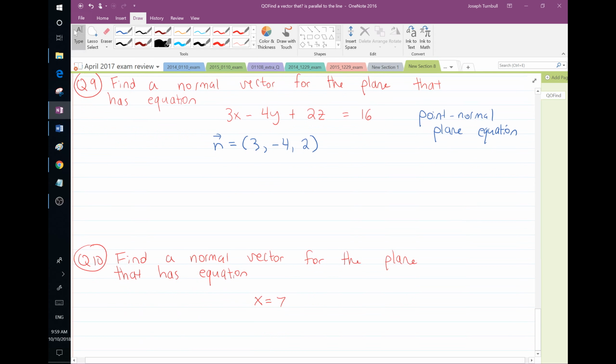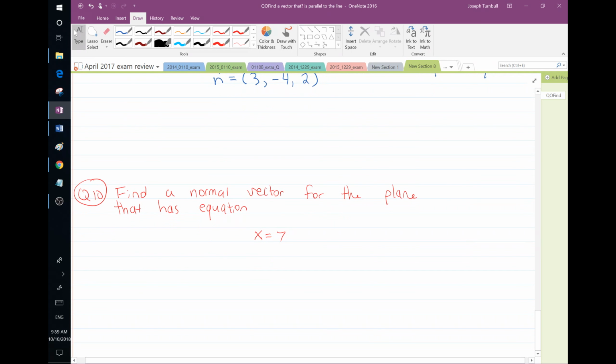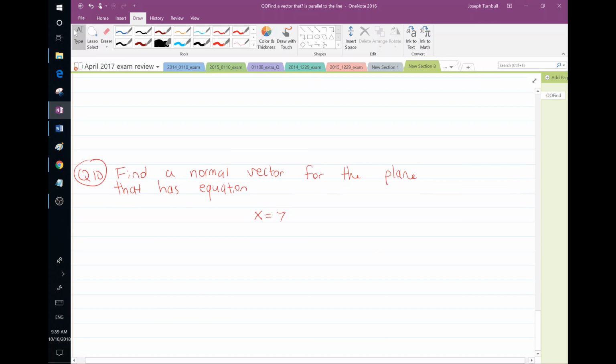And the last one, question 10, we're asked to find a normal vector for the plane that has the equation x is equal to 7. I'm going to rewrite that. I don't like that. That's 1 times x plus 0 times y plus 0 times z. It has to have a third component because it's a plane. If it was 2 components, it would be a line. That means the normal vector n is 1, 0, 0. Looks strange, but that's the answer. Alright, and that's it.